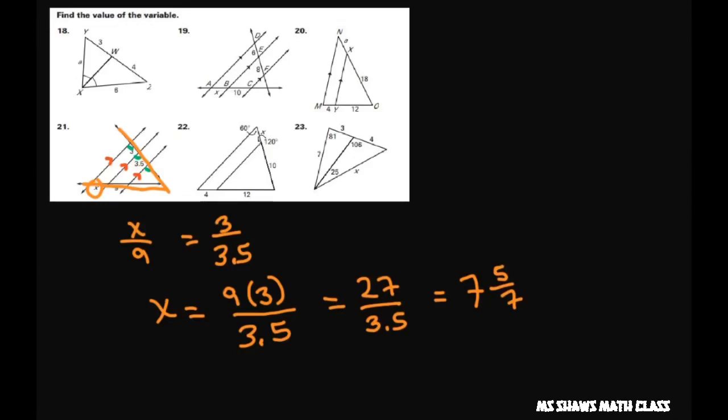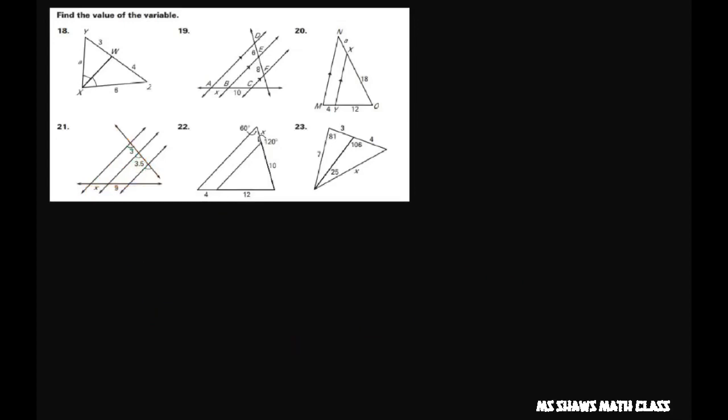All right, for 22, we have this one. So we're going to set up, since this is 60 and this is 120, that means this one is 60 for supplementary angle theorem. That means our corresponding angles are congruent. That means, due to that, these 2 lines are parallel.